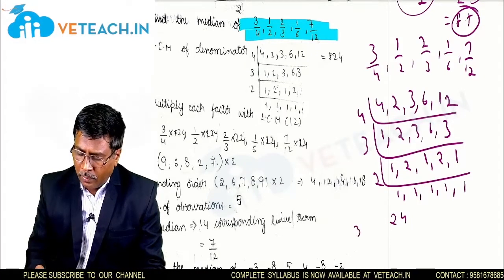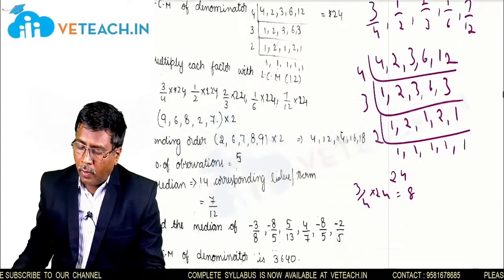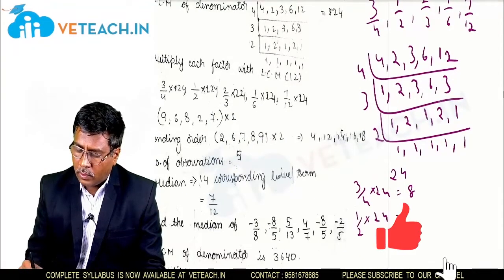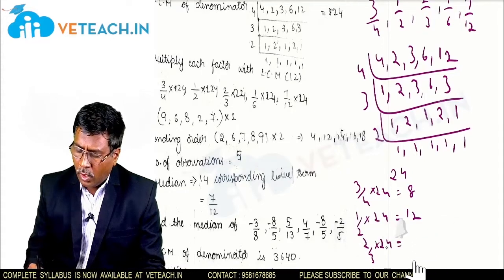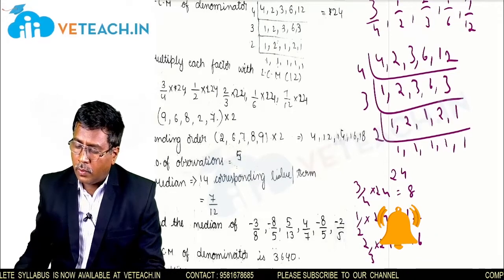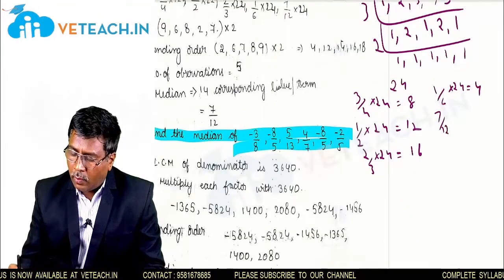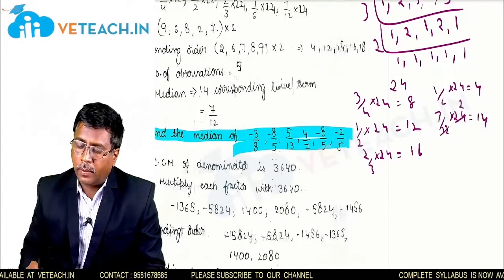That is 3/4 into 24 is equal to 18. And 1/2 into 24 is 12, and 2/3 into 24 is 16, and another one, 7/12 into 24 is equal to 14.